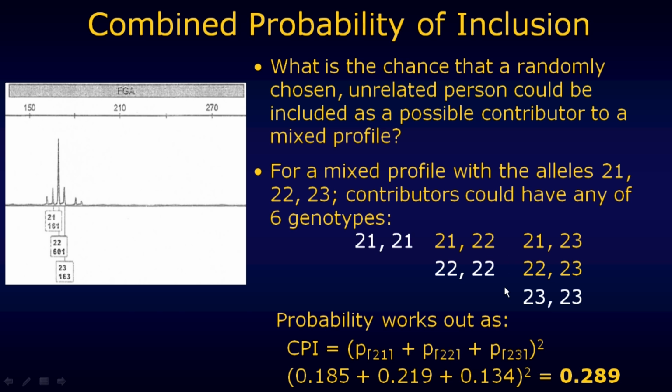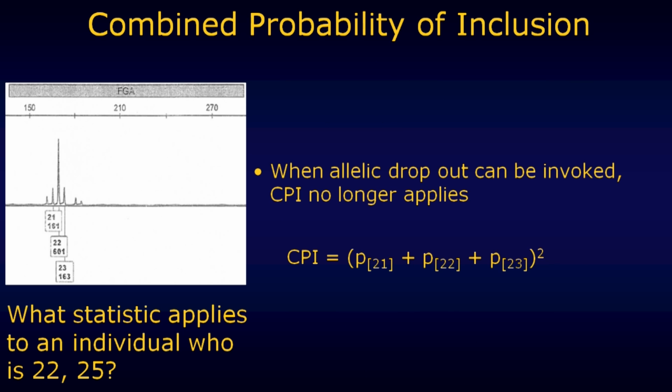But here's that next level of difficulty that I wanted to talk with you about. Let's just have you consider this for a moment. What would we say about a person who is a 22-25? That's their genotype. What's the statistic that you would invoke to talk about a person whose genotype is 22-25? And if you're looking at the rest of this slide here, and if you're looking at the formula, the answer should be fairly clear, right?